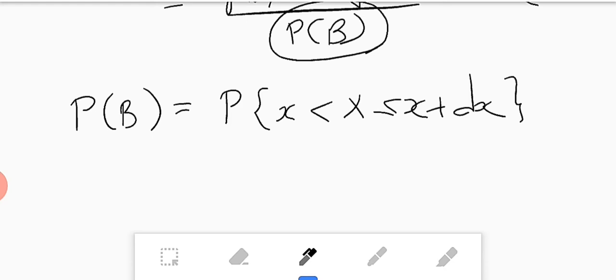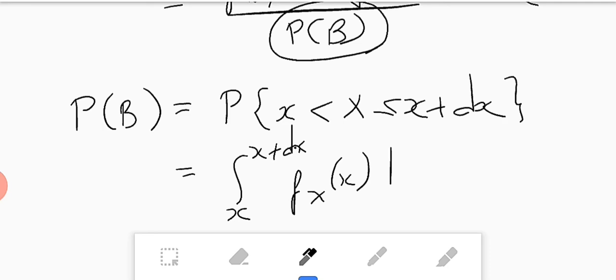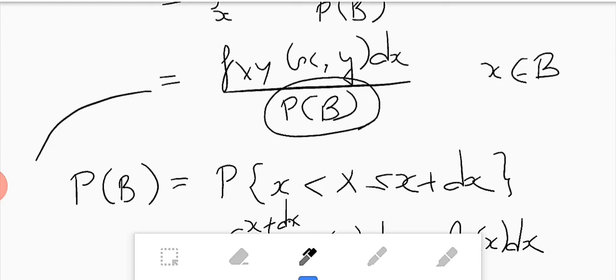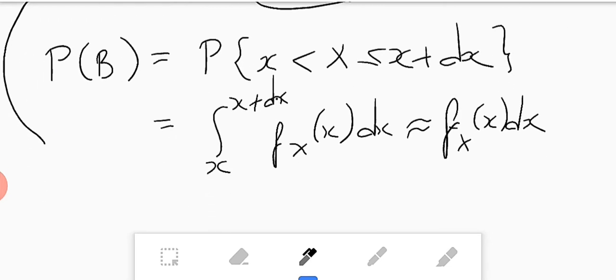So this is covering a bit of an area under dx. So x becomes a continuous random variable, and the probability of a continuous random variable is found by finding out the area it is covering. So the probability becomes the integral from x to x plus dx of fx of x dx, which becomes fx of x dx. So let me substitute in this equation.